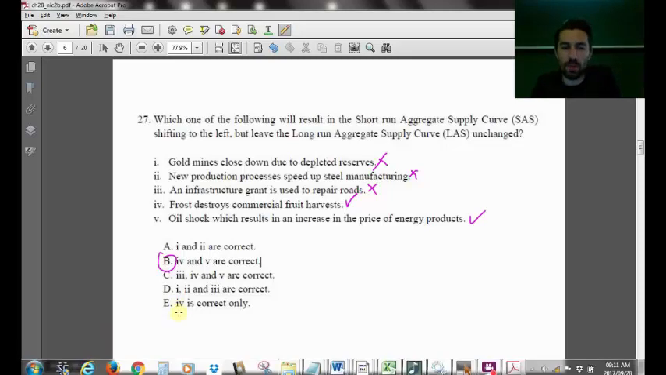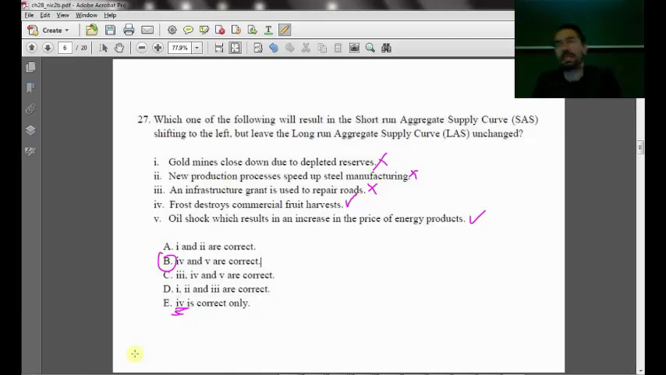Unfortunately, there's also an option for 4 only, which is not ideal. Okay, everyone happy with those answers? Yes. Yes.